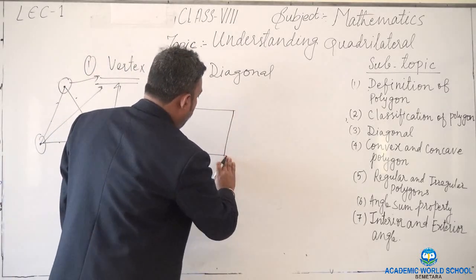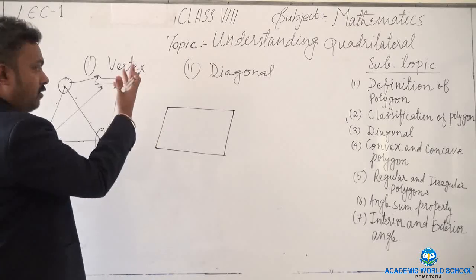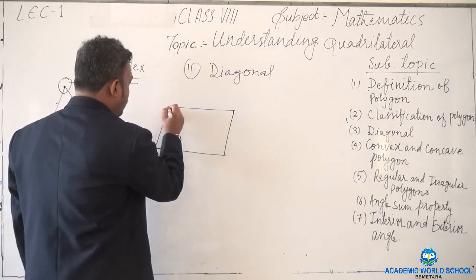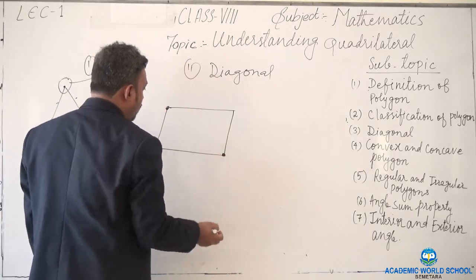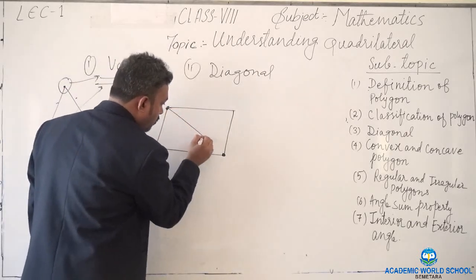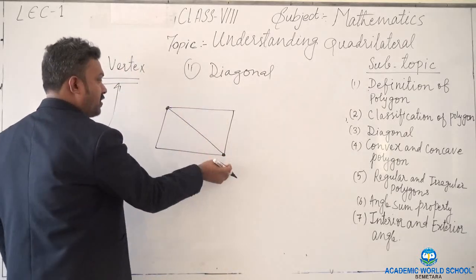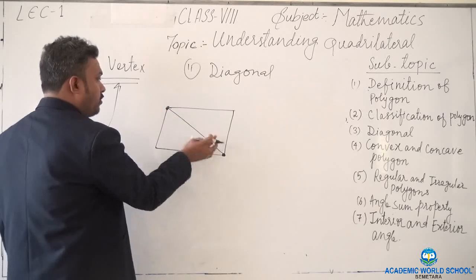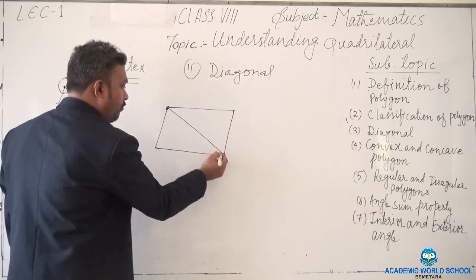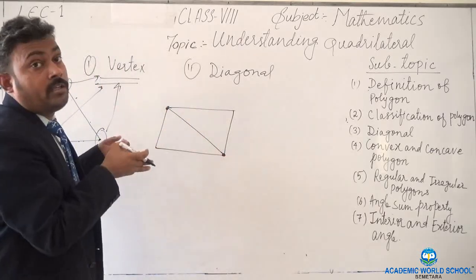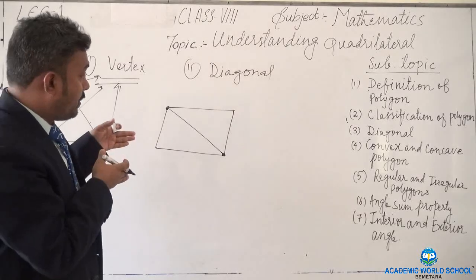So, four sides, it's a quadrilateral. This is a vertex and this is a vertex. Suppose we join these two vertices. These vertices will be joined with the help of a line segment, right?